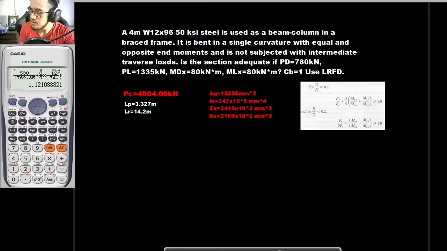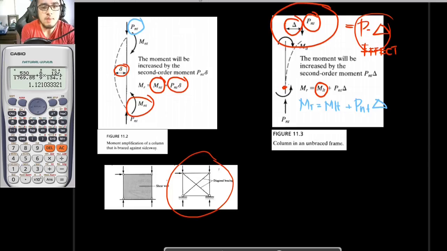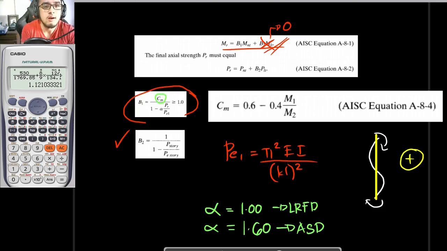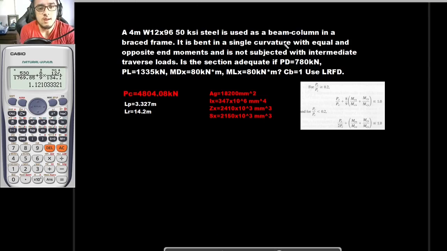So ito, last problem natin for today. A 4 meter W12 by 96 50 KSI steel is used as a beam column in a braced frame. So sinabi dito, braced frame siya, meaning we wouldn't be considering this P delta effect right here. It is bent in a single curvature with equal and opposite end moments and is not subjected to intermediate transverse loads. Is the section adequate if PD is equal to, ayan, basahin yung mga loadings niya, then CB is equal to 1, then we are to use LRFD here.